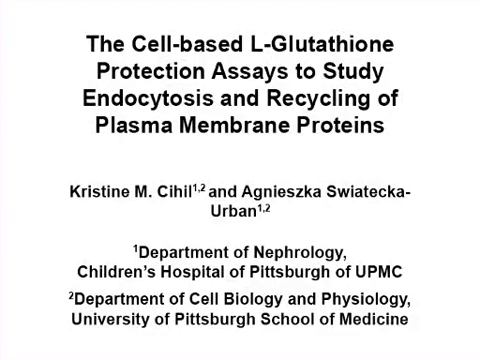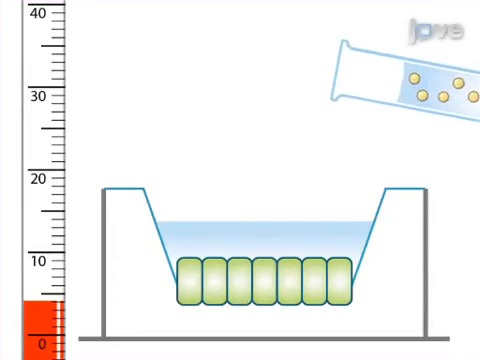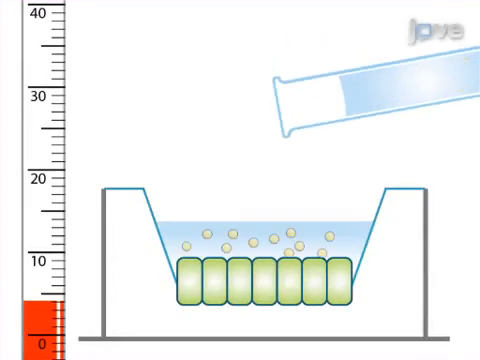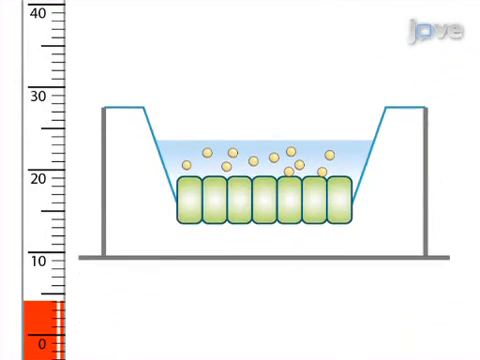The overall goal of this procedure is to label proteins that reside at the cell surface with a cell membrane impermeable form of biotin containing a disulfide bond in order to quantify protein trafficking through the endocytic and recycling compartment. This is accomplished by first labeling lysine residues in the extracellular domains of plasma membrane proteins at 4 degrees Celsius.